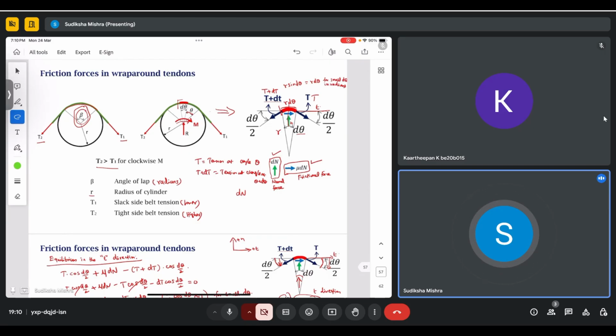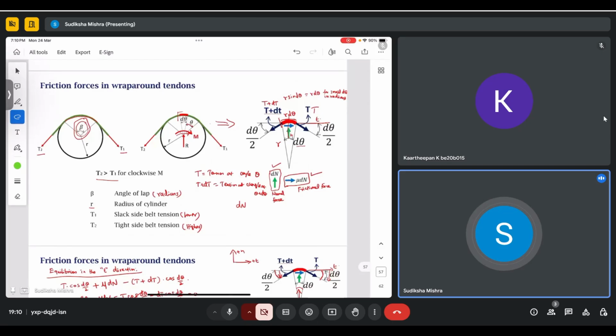Let's look at the analysis for this. Say a tendon wraps around a pulley, and for this particular analysis, T2 is greater than T1, and the movement is in this direction. The angle of contact is beta, which is the angle of lap or the angle of contact. R is the radius of the cylinder. T1 is the slack side belt tension, and T2 is the tight side belt tension, which is higher.